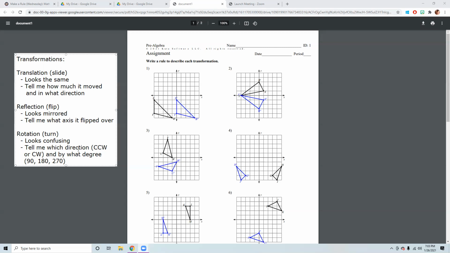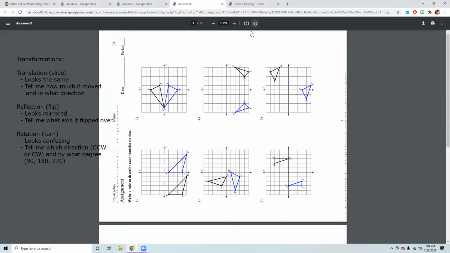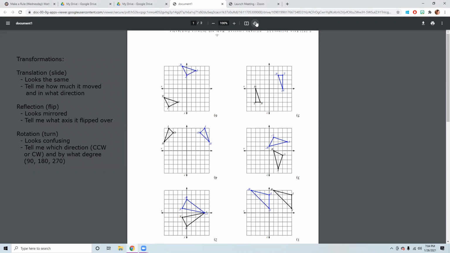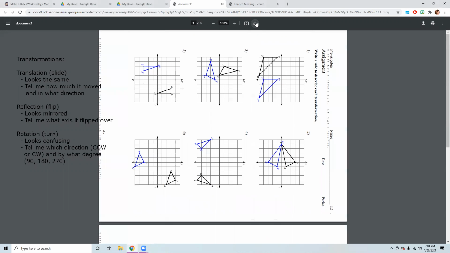And then you're going to tell me which direction it rotated in, counterclockwise or clockwise. That's what those 2 abbreviations mean. Remember, clockwise is like a clock. It goes around like that, which means counterclockwise is going to go the opposite direction, around like that. And you're going to tell me by what degree. It's either going to be 90, 180, or 270. Remember, a 90-degree counterclockwise looks like that. So it turned 90 degrees. 180 is flipped upside down. 270 is on its side.